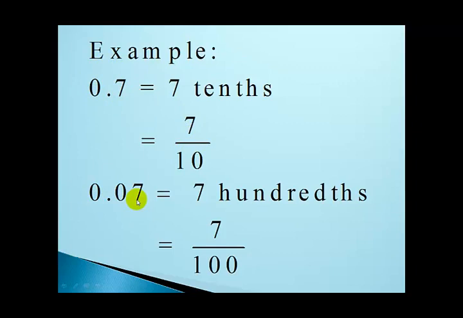Now, let's consider this example. 0.07 is equal to, now we can see that the 7 has occupied the hundredths position because it's the second digit after the decimal point, and that is equal to 7 hundredths. And 7 hundredths is equal to 7 divided by 100. And so 0.07 as a decimal fraction is equal to 7 divided by 100.